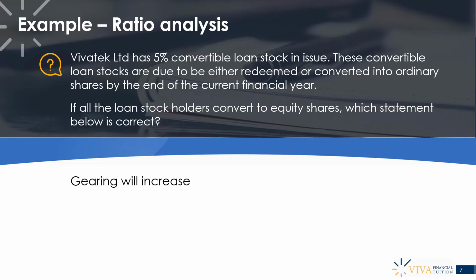So our first statement, gearing will increase. That is not correct. The reason is we're going to have less debt and more equity. And when you've got less debt and more equity, that means that gearing will decrease.